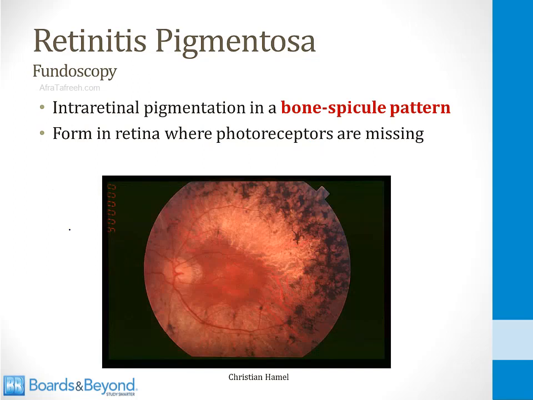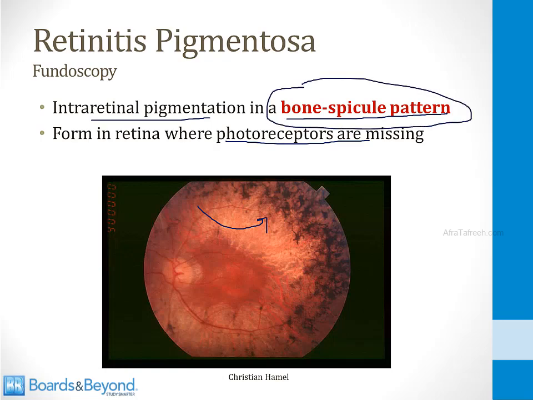The classic fundoscopy finding in retinitis pigmentosa is intraretinal pigmentation, meaning dark spots on the retina in a so-called bone spicule pattern. This is an example of it shown on the screen here. You can see these dark spots in the periphery of the retina in the image on the screen. These dark spots are forming in the retina where the photoreceptor cells are missing. The term retinitis is really a misnomer in this condition. There's no inflammation of the retina, just loss of the photoreceptor cells, and when they are lost, they are replaced by these dark spots on the retina, which are present in the bone spicule pattern.